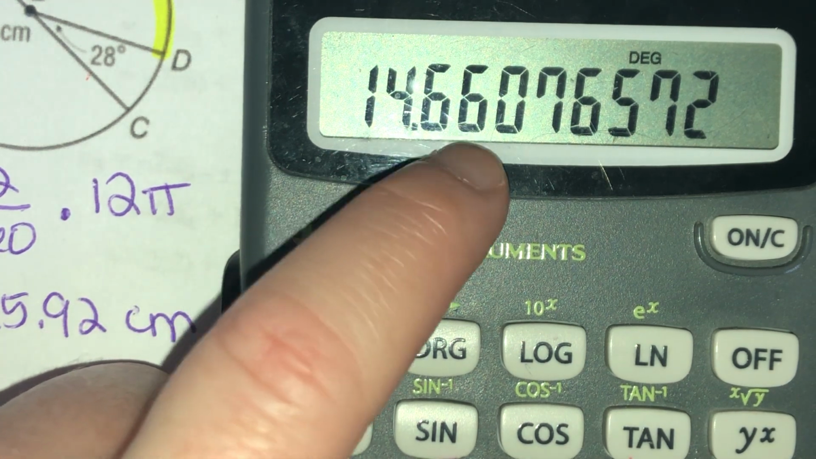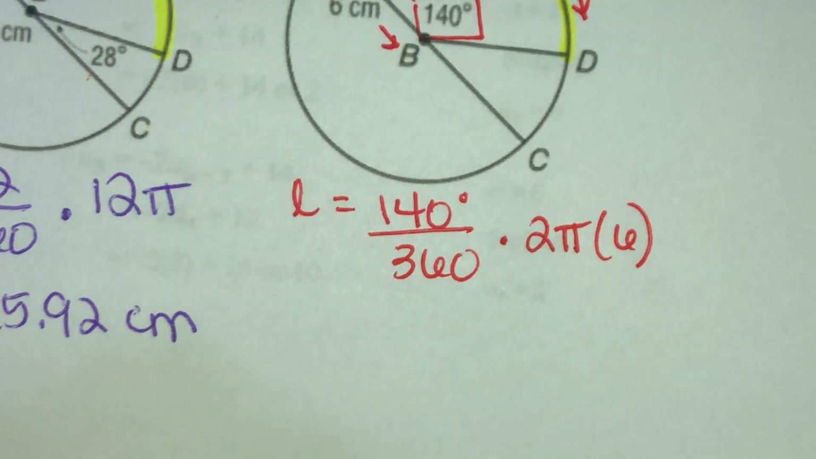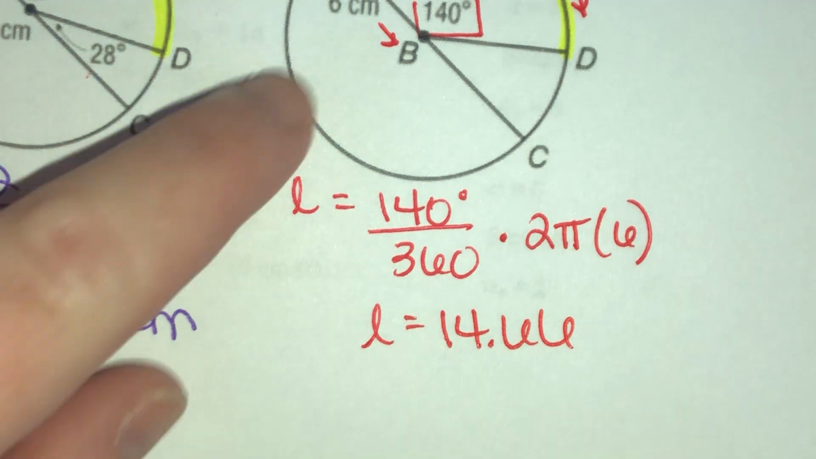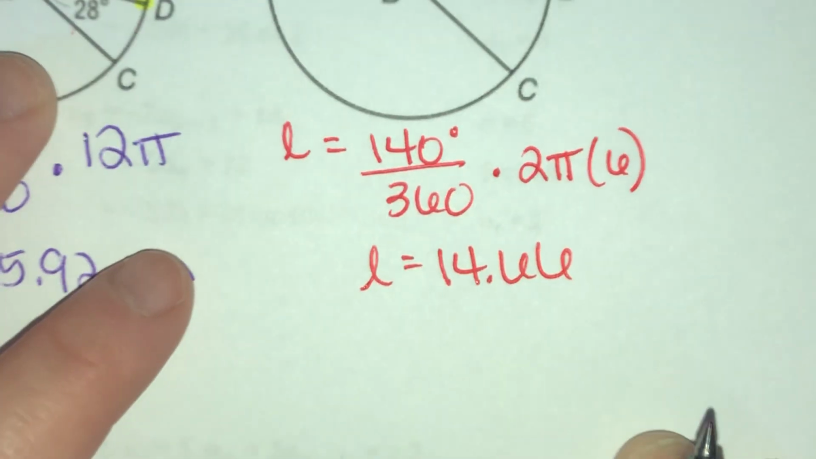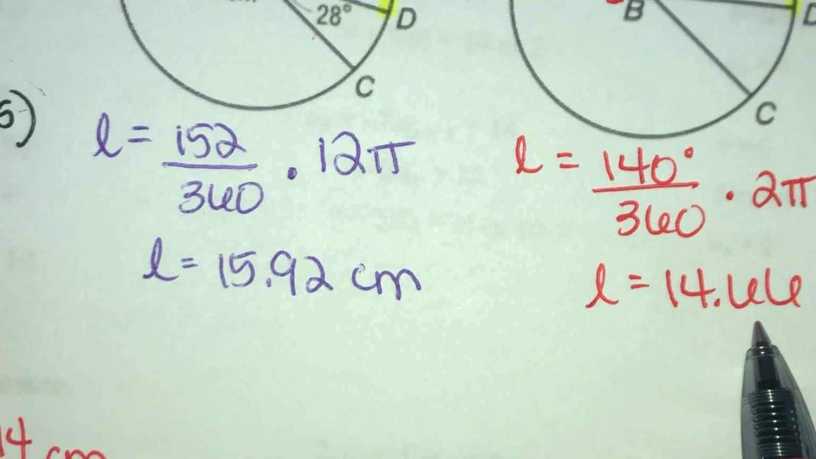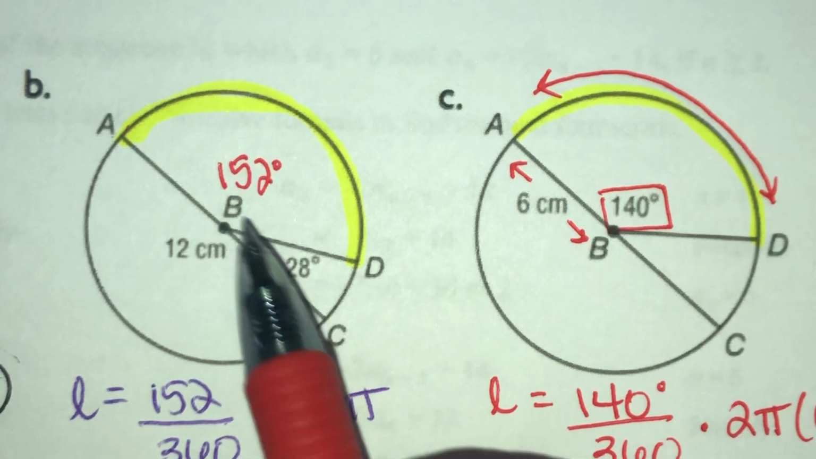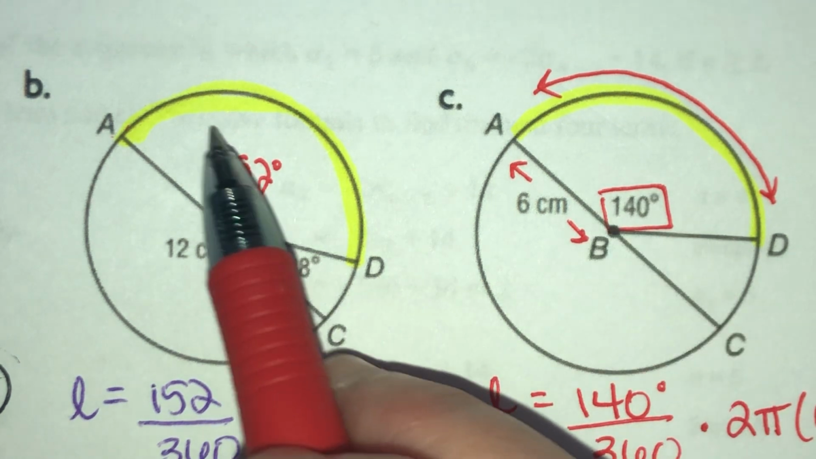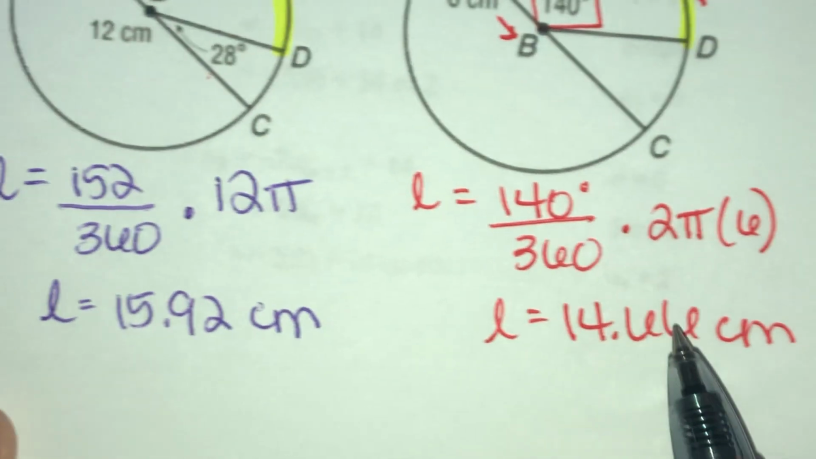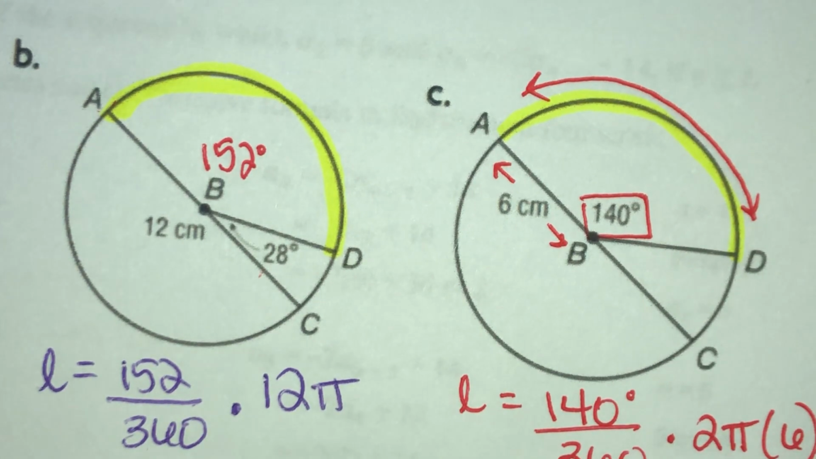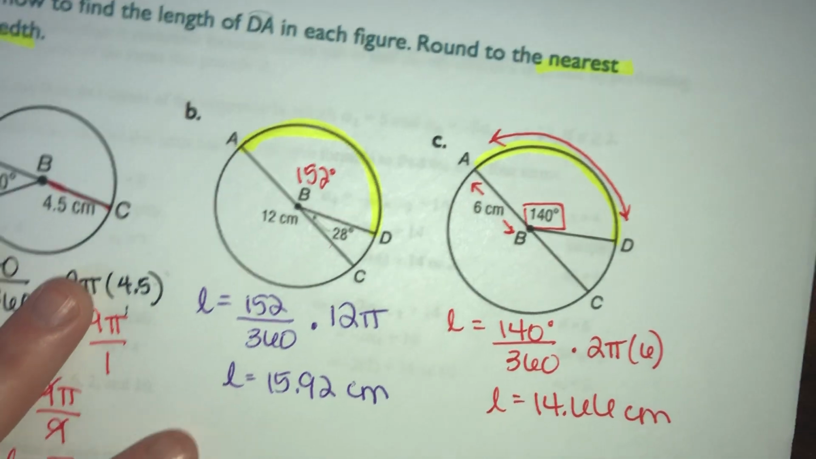14.66. I have to round to the nearest hundredth. Length equals 14.66, and this is in centimeters as well. So we have to put centimeters. Which makes sense. That's a little bit smaller than what this guy was. This measure was 152. This measure is 140. This is a little bit smaller than 152. So it makes sense that the length around the circle would be a little bit smaller if the circles are the same size, which they are because they both have the same radius and diameter. Okay, let me know if you're getting confused on any of that.